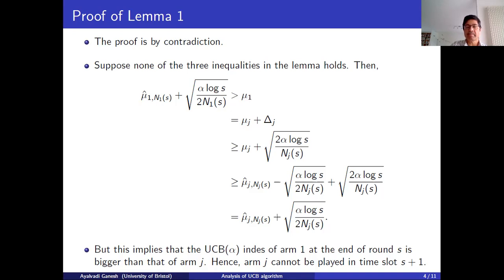And what does the UCB alpha algorithm tell us? It tells us to play the arm with the biggest index. And so if the index on arm 1 is bigger than the index on arm j, clearly arm j cannot be played at time step s plus 1. I'm not saying arm 1 is played. Maybe there's some other arm with an even bigger index, but definitely arm j is not played. But this contradicted the assertion that at time step s plus 1, arm j was played.